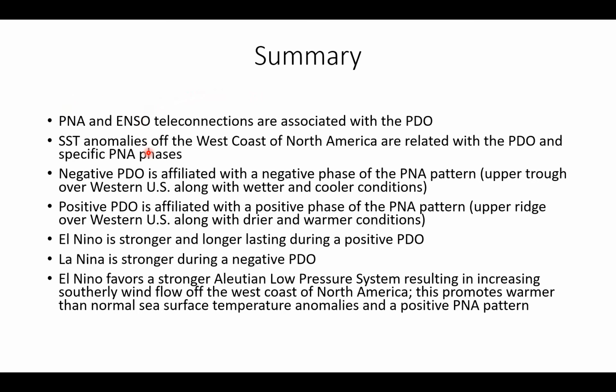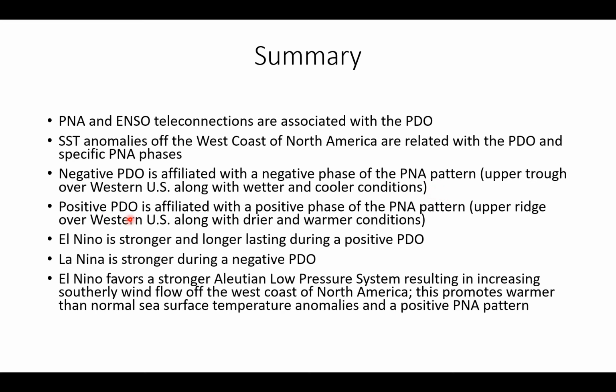and the ENSO. The sea surface temperature anomalies off the west coast of North America are related with the PDO and specific PNA phases. A negative PDO is affiliated with a negative phase of the PNA pattern, so we get upper troughing over the western U.S., along with wetter and cooler conditions there. And then downstream of that, with a negative PDO and a negative phase of the PNA working together, we would expect to see a milder and drier than normal winter in the eastern U.S.